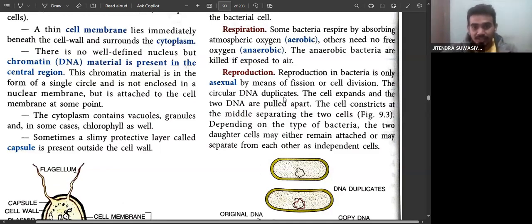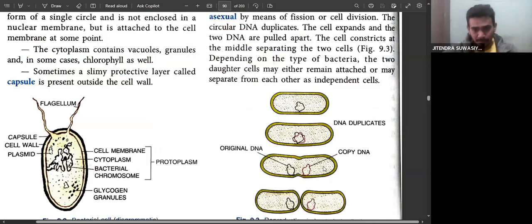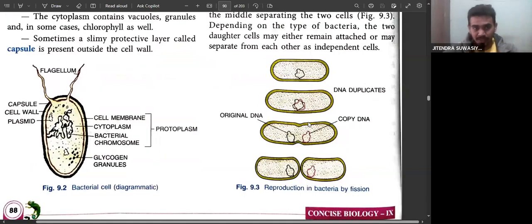The circular DNA duplicates, the cell expands, and the two DNA copies are pulled apart. This is a typical example of how bacteria reproduce. Here is the bacterial cell, and inside we have the nuclear chromosome. What will happen then? The DNA duplicates. After that, the cell division mechanism happens. Then the same copy of the DNA is divided.